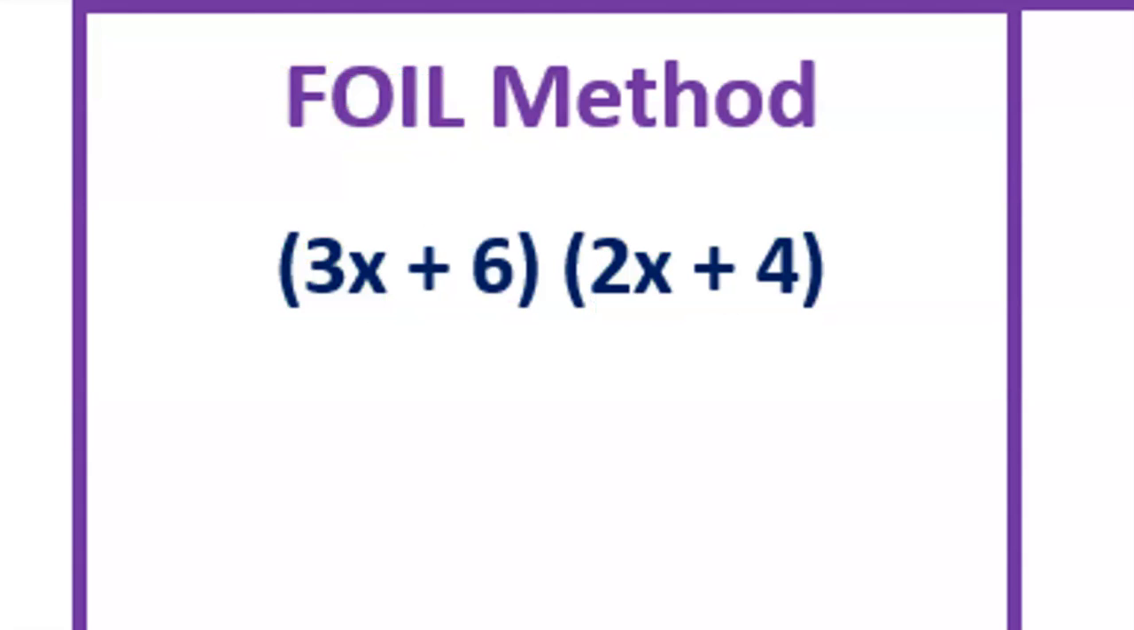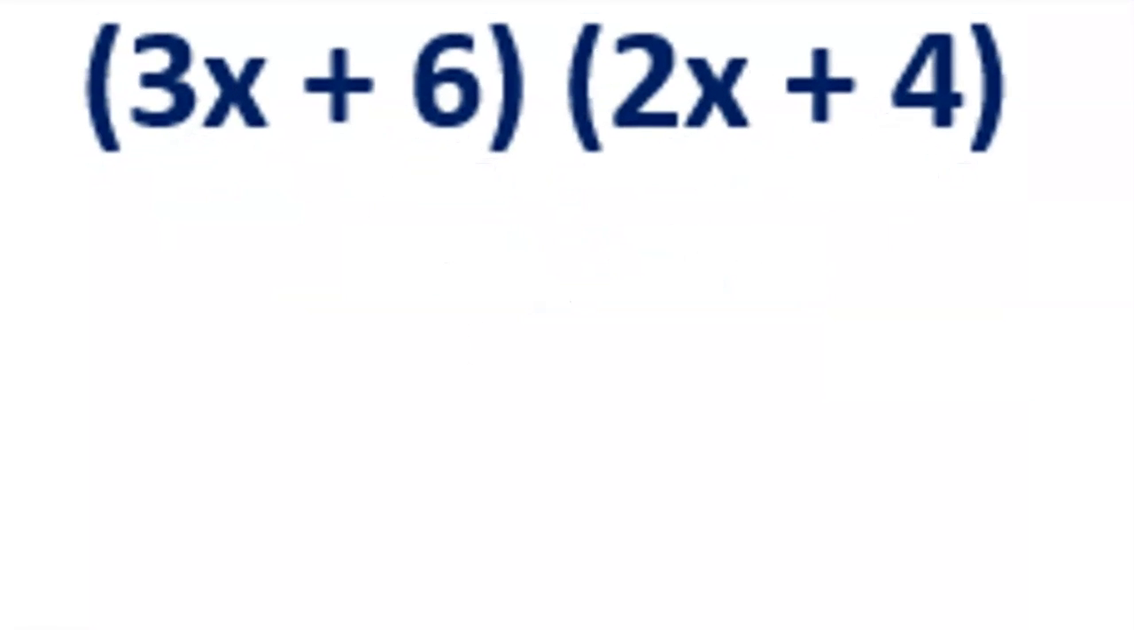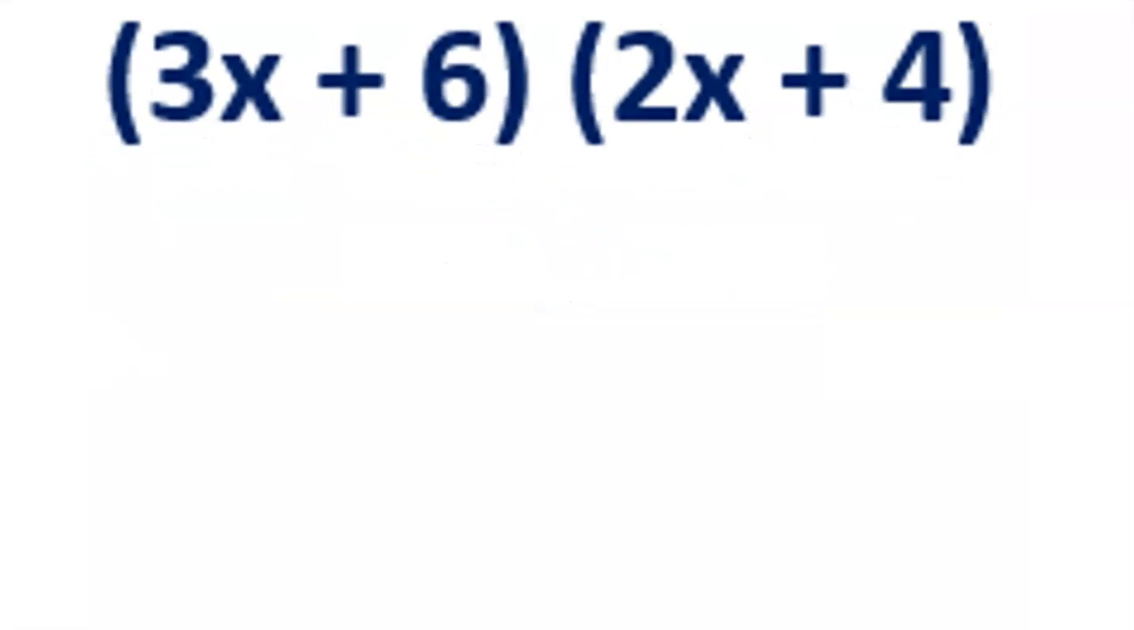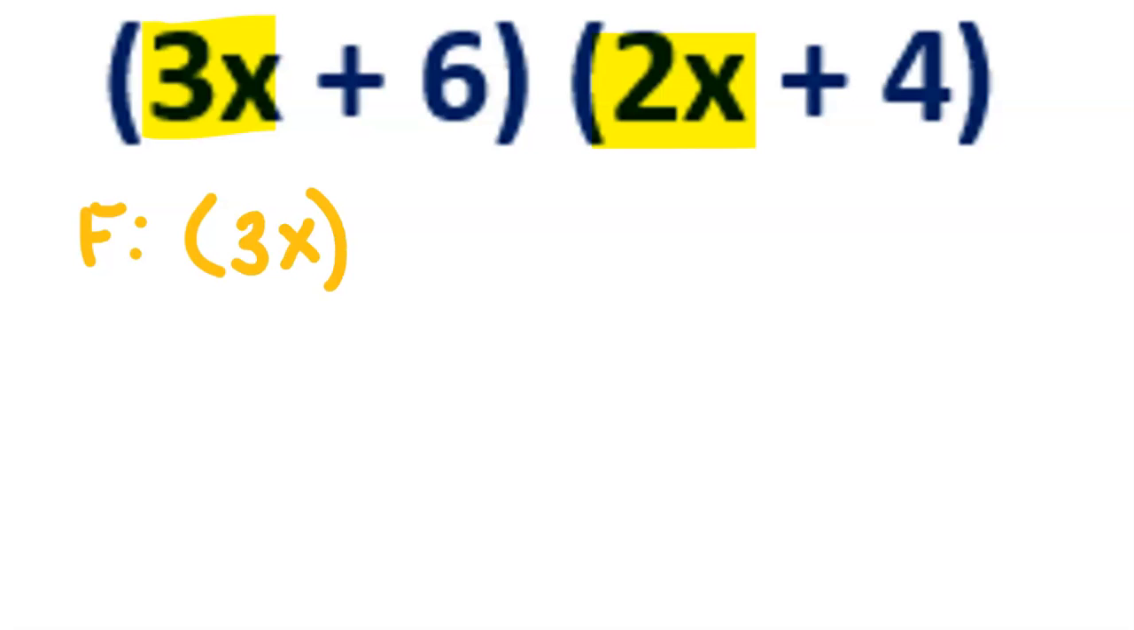Now that we've discussed the acronym FOIL, we're going to go ahead and take a look at this example here. We're going to begin with the first letter of the acronym FOIL, which stands for first. This tells us to take the first term in each polynomial and multiply them by each other. When we take 3x and multiply it by 2x, we get 6x squared.